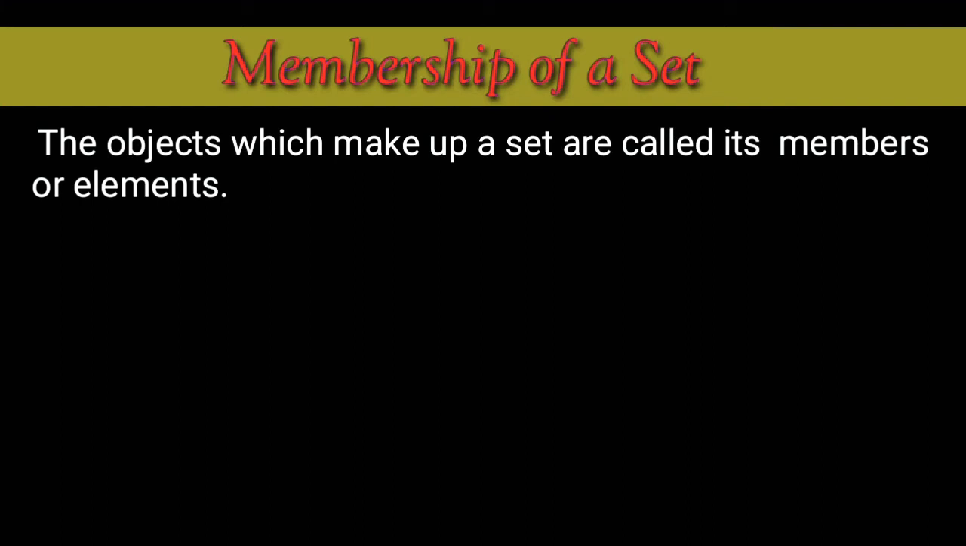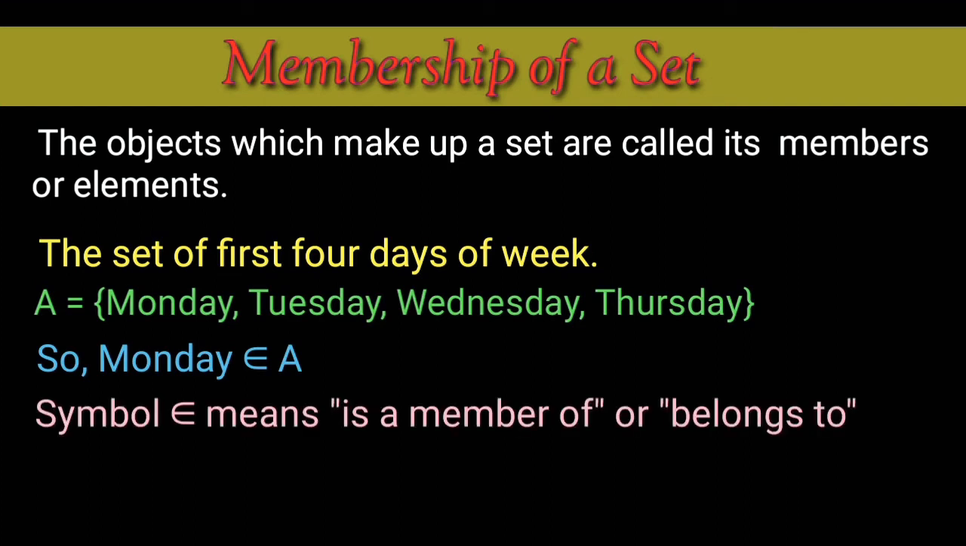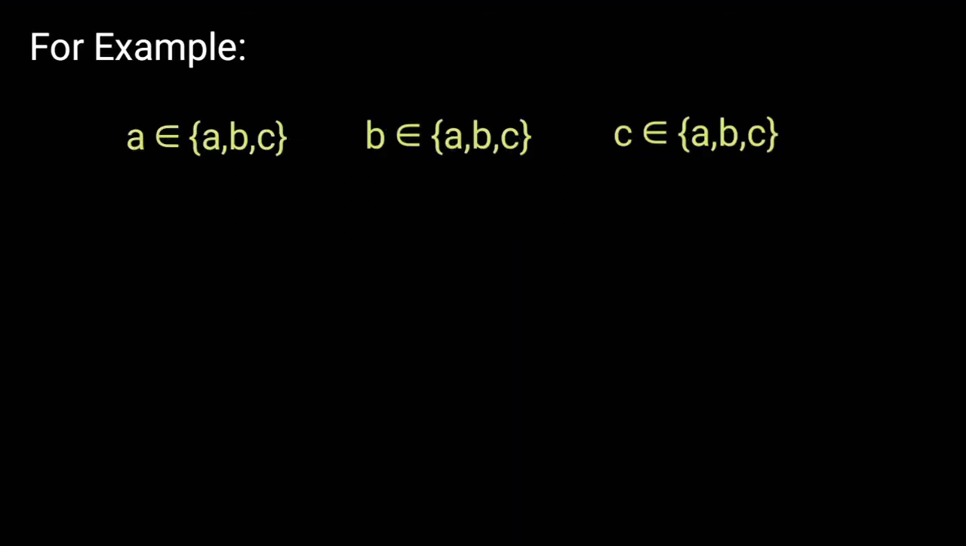Membership of a set. The objects which make up a set are called its members or elements. For example, the set of the first 4 days of the week, that is Monday, Tuesday, Wednesday and Thursday. All these days will be members of set A. So we can write Monday ∈ A, where the symbol ∈ means is a member of or belongs to. For example, a belongs to the set {a, b, c}, b belongs to the set {a, b, c}, and in the same way c belongs to the set {a, b, c}.